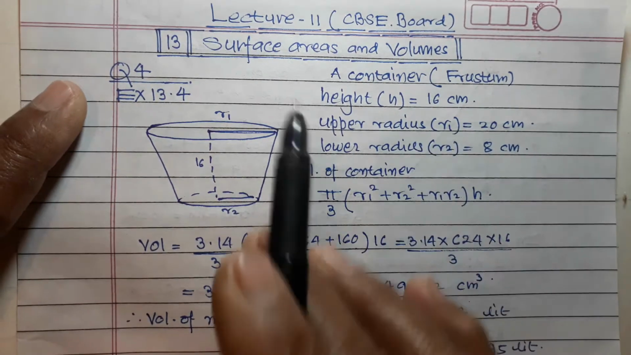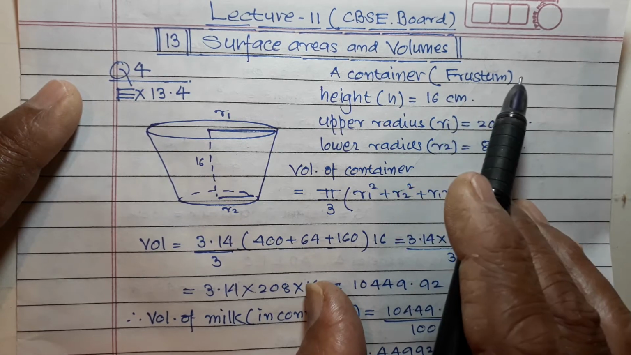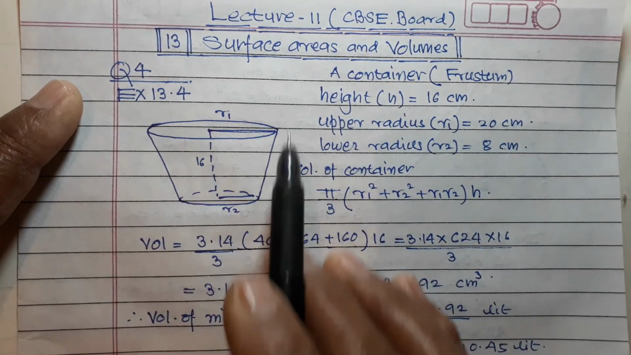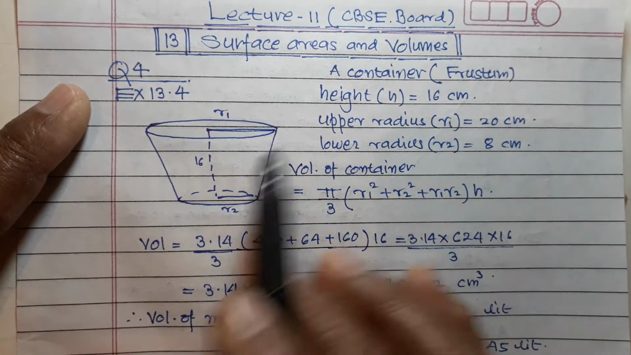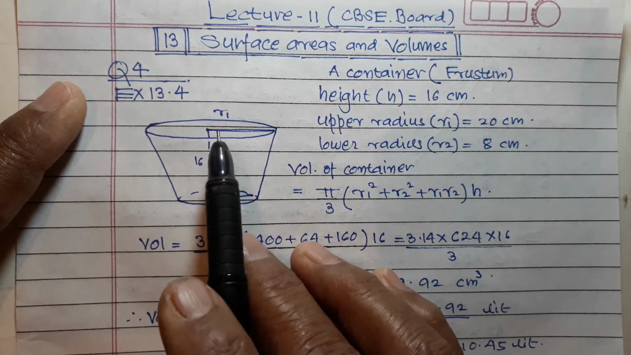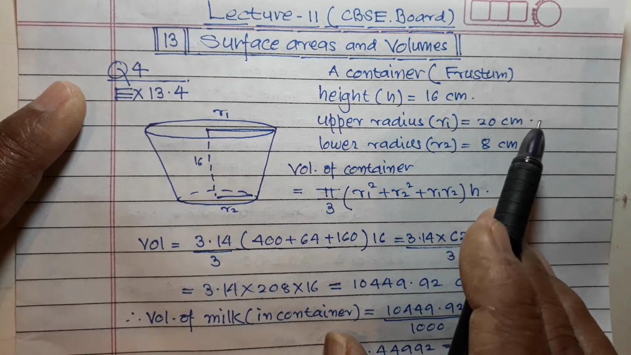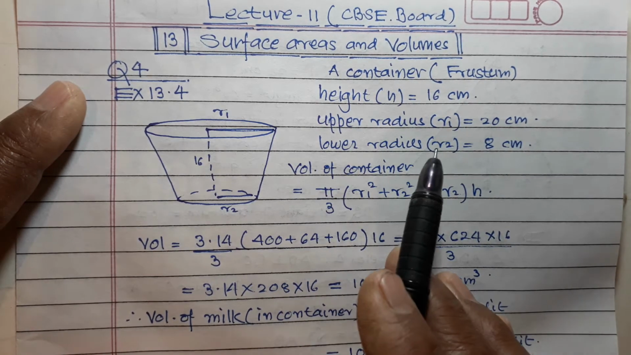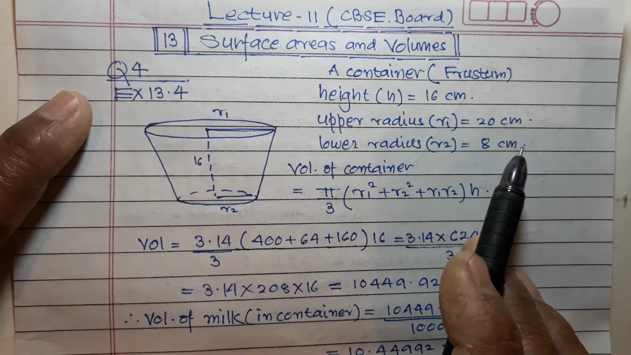Now, a container in the shape of a frustum. This is the container. Height h is equal to 16 centimeter. Upper radius is R1, which is greater, therefore R1 is equal to 20 centimeter. Lower radius R2 is equal to 8 centimeter.